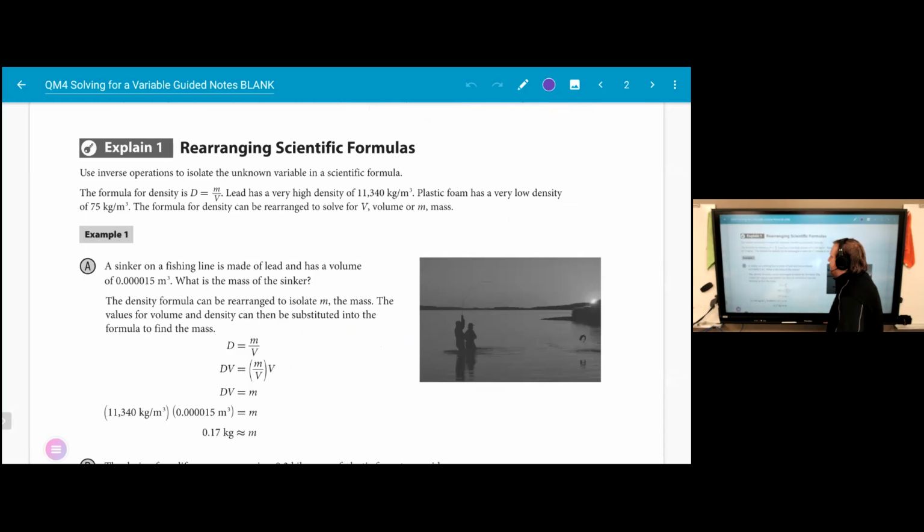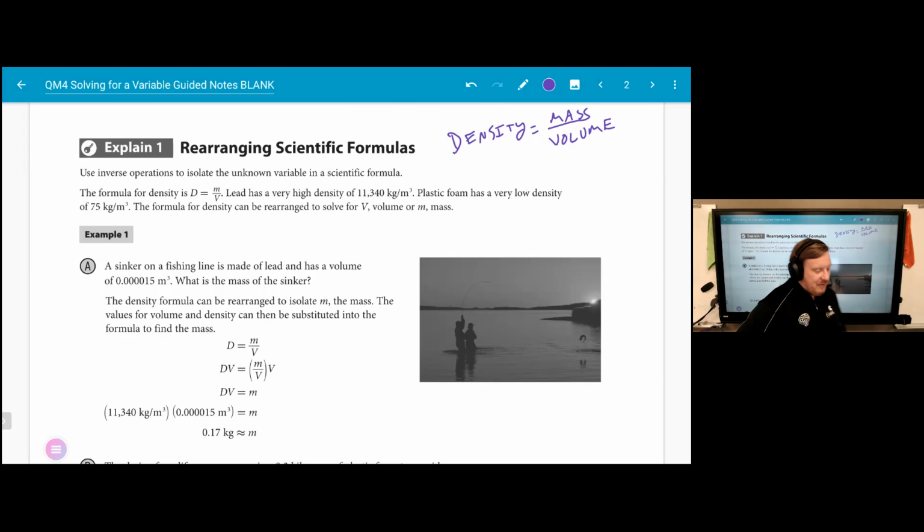The formula for density is D equals M divided by V, or density equals mass divided by volume. There we go. It's pretty sciencey right there. I love it. We've got lead with a very high density of 11,340 kilograms per cubic meter. Plastic foam has a very low density of 75 kilograms per cubic meter.